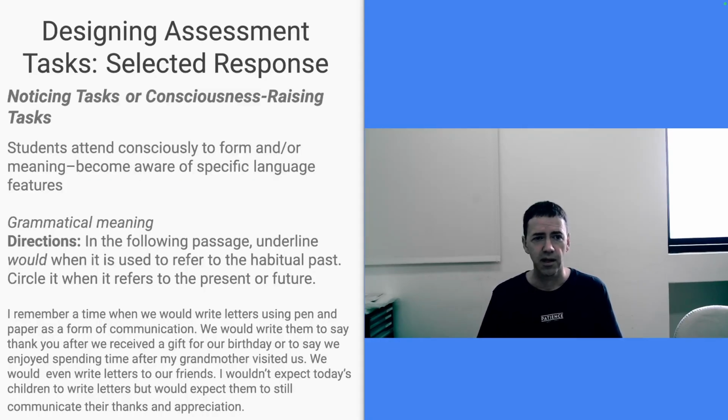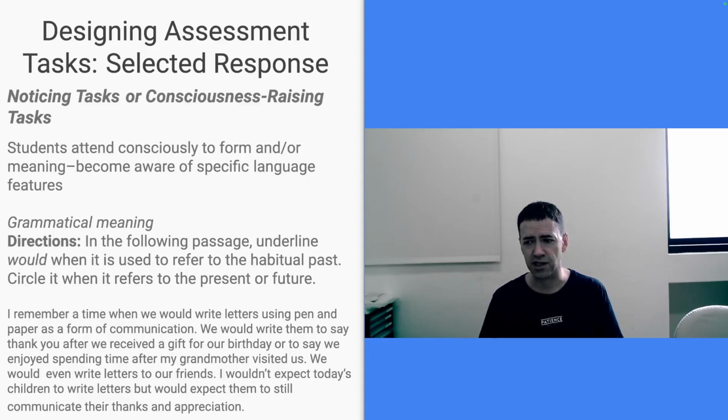Okay. The next could be noticing tasks or consciousness raising tasks. Now, this is a different type of test item, but could be quite useful for students because as you're having them do the test, they could learn from this test, because what you're doing is you get them to attend consciously to the form and or the meaning, and they will become aware of the specific language features. Okay, so look at this example. In the following passage, underline would when it's used to refer to the habitual past. Circle it when it refers to the present or future.